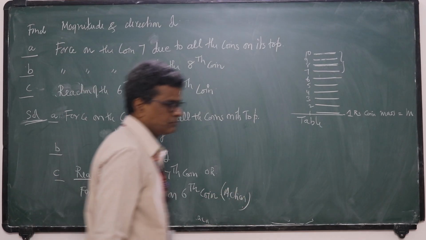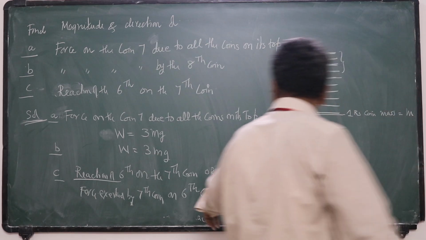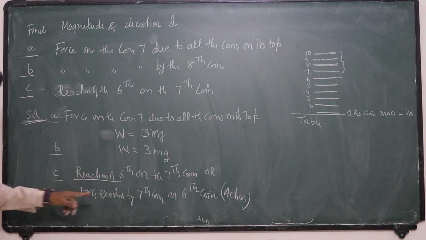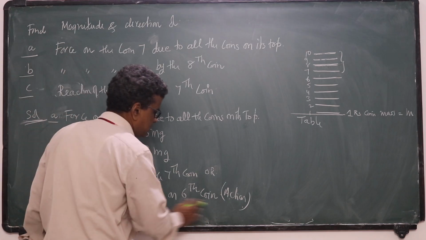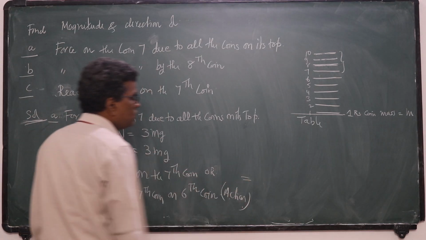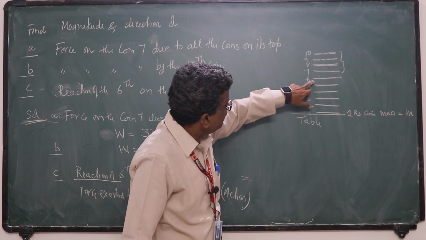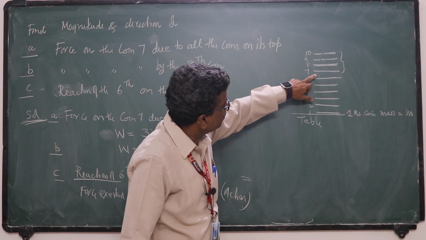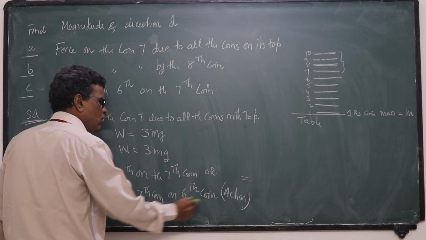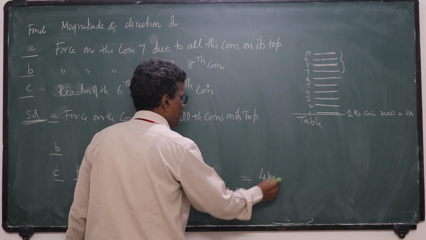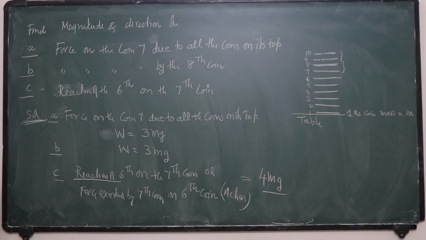So this is the reaction, and this will become the action. So what is the answer? The force exerted on the 7th coin by the 6th coin: the weight of 4 coins, 1, 2, 3, 4, falls on the 6th coin. So the answer is 4 mg. Okay, so this is the answer.